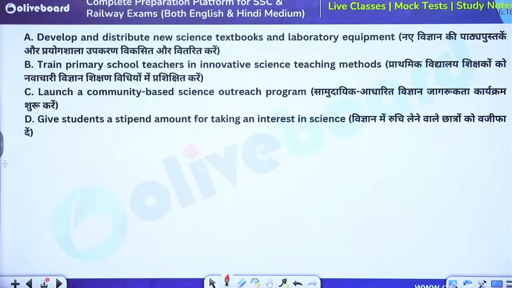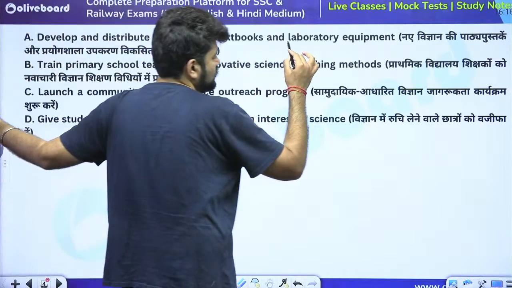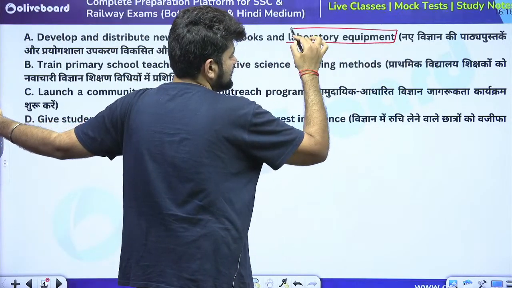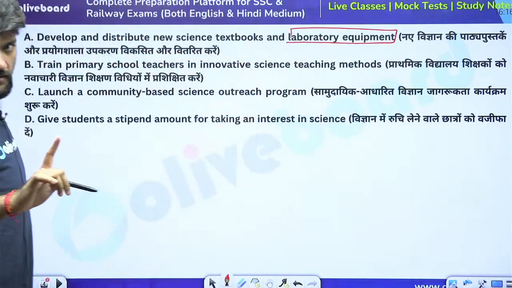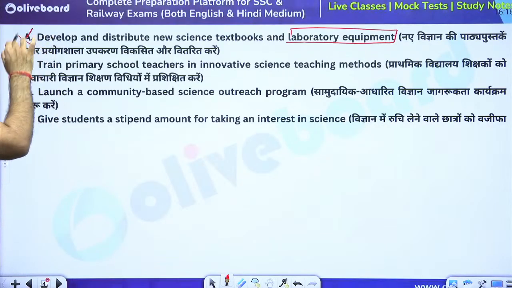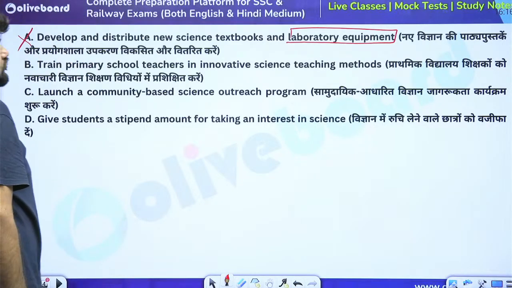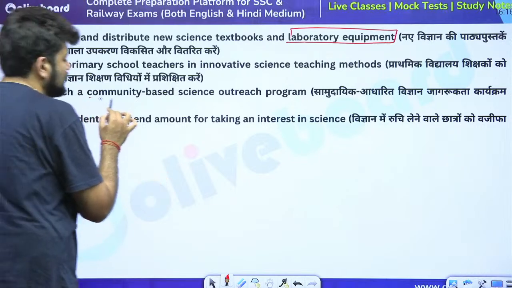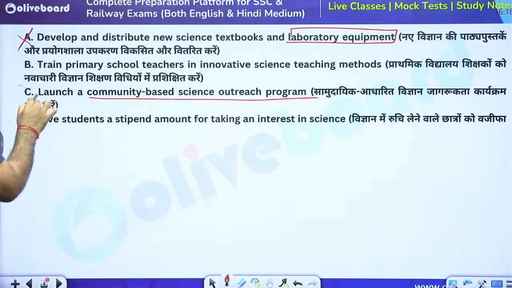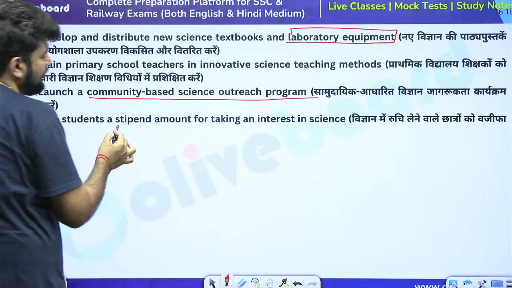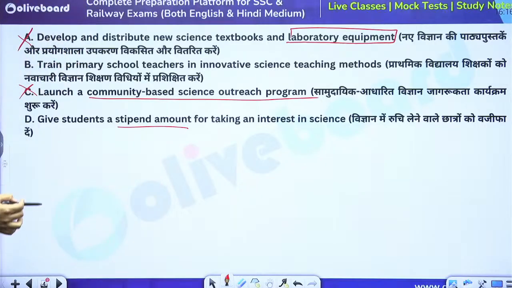So, develop and distribute new science textbooks and laboratory equipment. As soon as I look at laboratory equipment, I should start thinking, for primary students, laboratory equipments are useless, okay. So, this is not going to help or aid in establishing primary education. Train primary school teachers in innovative science teaching methods, okay. Launch a community-based science outreach program. Again, this is for senior students, not for primary students. And give students a stipend amount. Awarding stipend amount to little students is not going to help in gaining their interest probably.